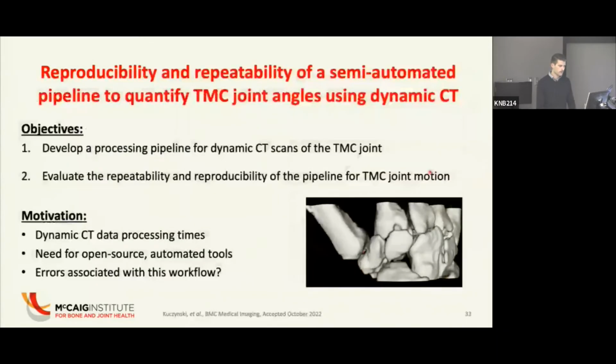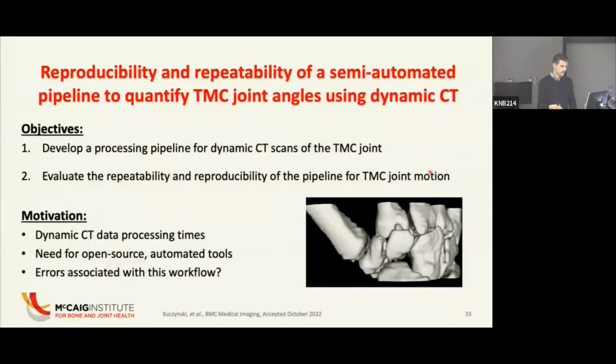So now I'm going to jump into some work we've done with dynamic CT or 4D CT. And this paper was actually just recently accepted for publication this week. So that's great news. And the objective of this: we're developing a processing pipeline for these dynamic CT scans of the TMC joint. As I mentioned, the processing times can be very long due to this data size, and we really do need some automated tools.